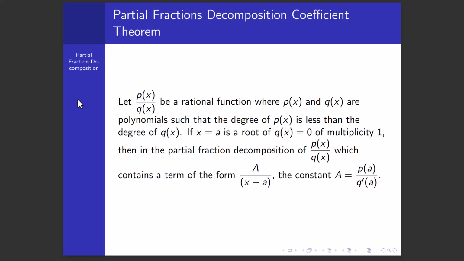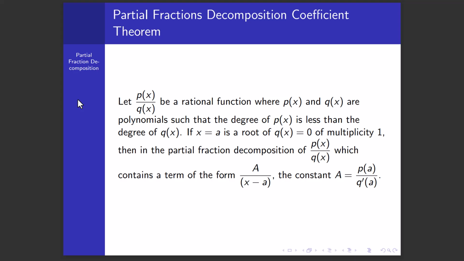We introduce the partial fraction decomposition coefficient theorem. We're going to let p of x over q of x be a rational function, where p of x and q of x are polynomials, such that the degree of p of x is less than the degree of q of x. In other words, this is a proper rational function.